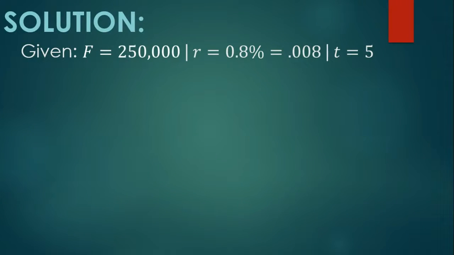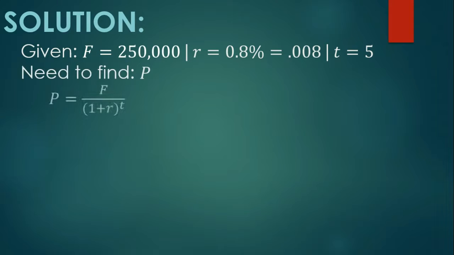The future value is 250,000. The rate is 0.8%. Converting this to its equivalent decimal form, moving the decimal point twice to the left, it will give us 0.008, and the time is 5. So, we need to find the value of P. So, using the formula that we obtained, P is equal to F all over 1 plus R raised to T, we substitute the given. So, F is 250,000. The value of R is 0.008 and the value of T is 5.